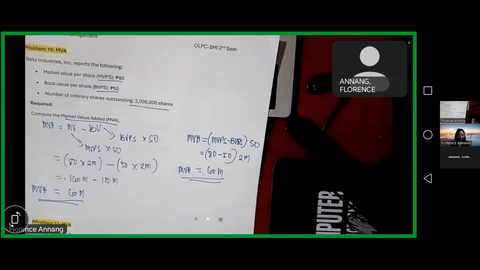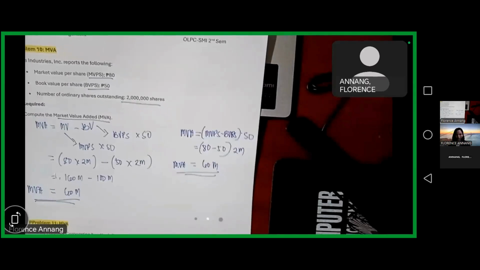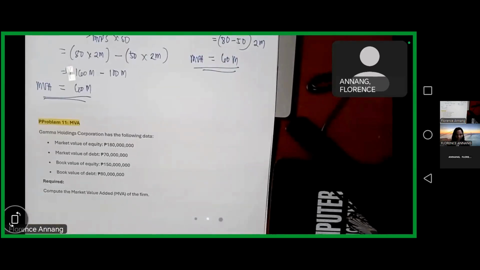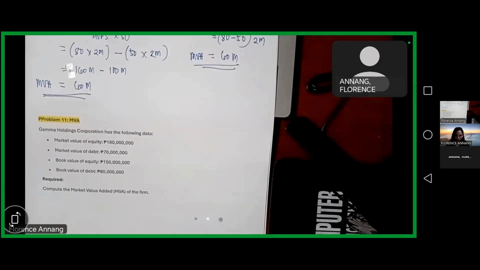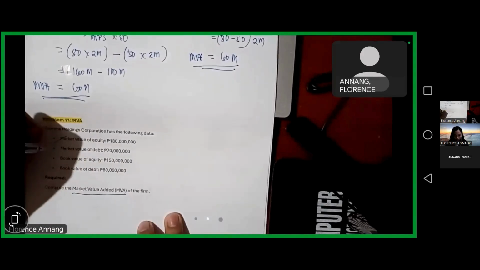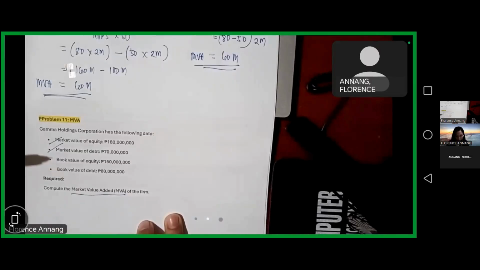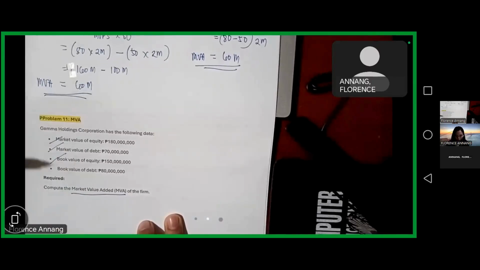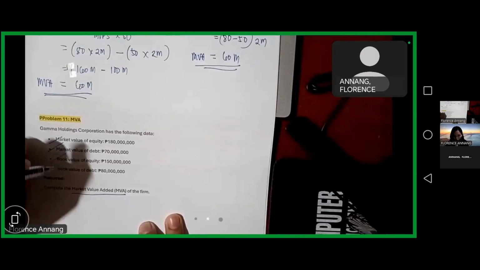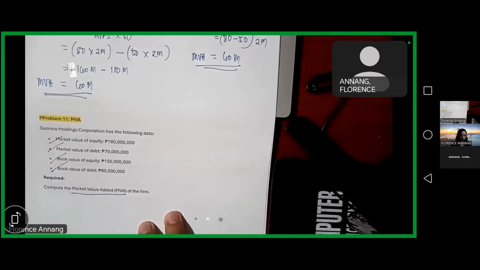Now, problem 11, your last problem. Ayan. So, compute the market value added of the firm. Gamma Holdings has the following data. Market value of equity, 180 million. Market value of debt, na 70 million. Book value of equity na 150 million. And book value of debt na 80 million. Mahirap ba yan? Syempre hindi.